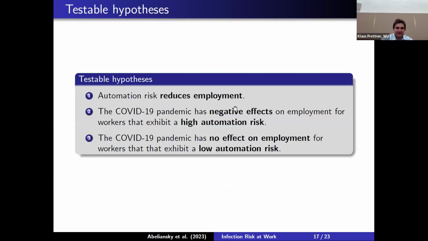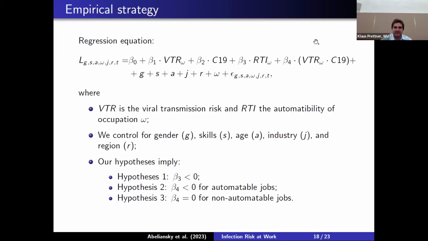And hypothesis 2 and 3 mean that beta 4 is negative, but it's only negative for automatable jobs, and it's indistinguishable from 0, or approximately equal to 0, for those jobs that are non-automated, right? So that's the 3 hypotheses.